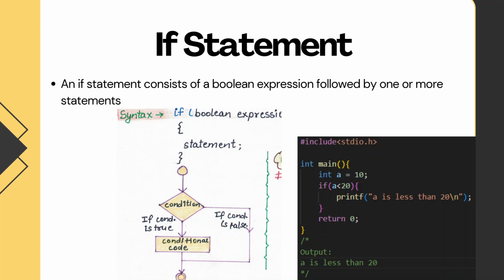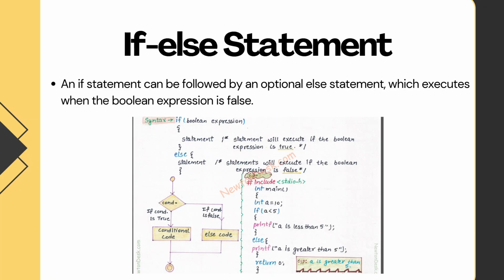For example, in this code, we have taken integer a equals 10. Then we are checking if a is smaller than 20. If the condition is true, which it is, so we print the statement a is less than 20, and then we return the program. And the output comes out to be a is less than 20.